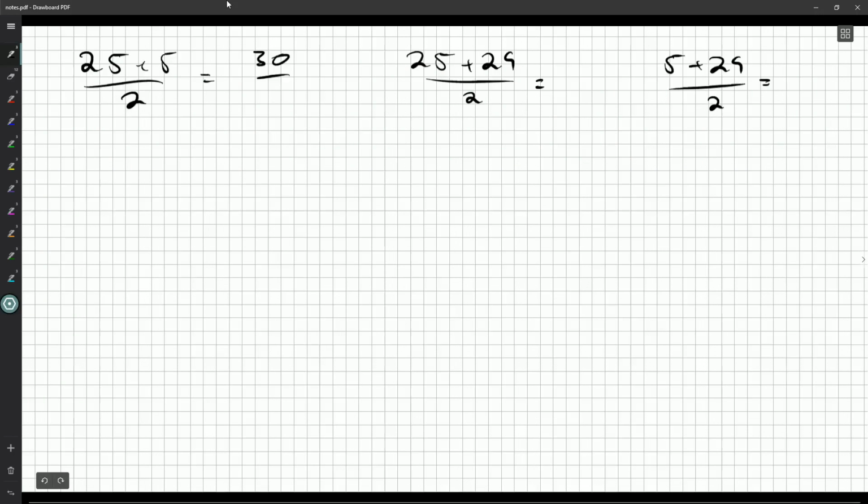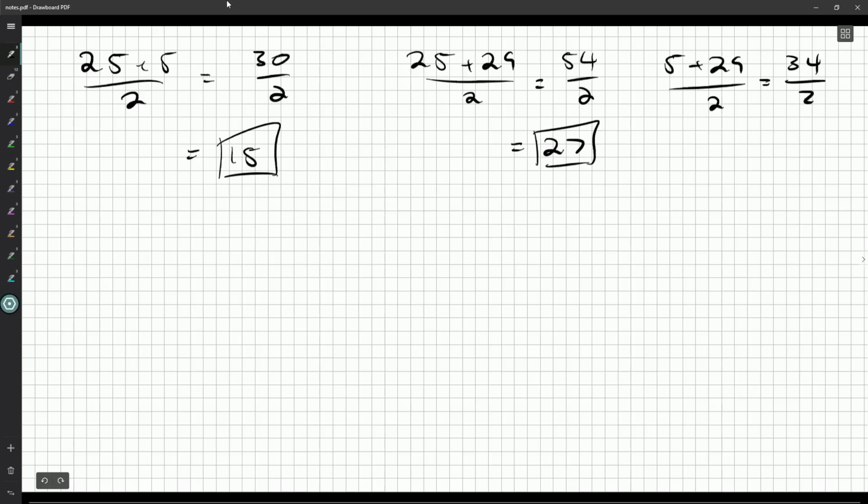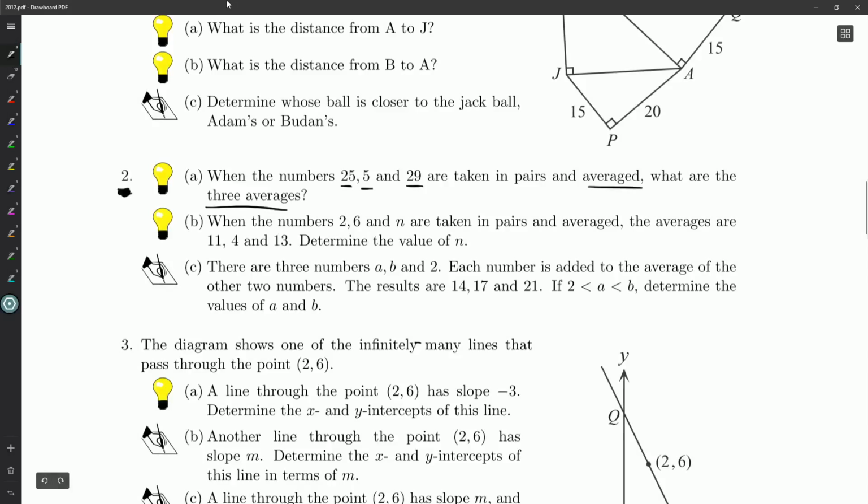So 25 and 5, you divide by 2. We'll work that out. 25 and 29, divide that by 2. And then the other one, 5 and 29, we'll divide that by 2 as well. All right, 25 and 5, that's 30. So all the numerators here are going to be even, which is really nice. So 15 is one of our answers. 25 and 29 is going to be 54. 54 over 2 is 27. And 5 and 29, that's 34. Divide that by 2, it's 17. So our final answers for this one are 15, 17, 27. And that's all we need to put in the box.